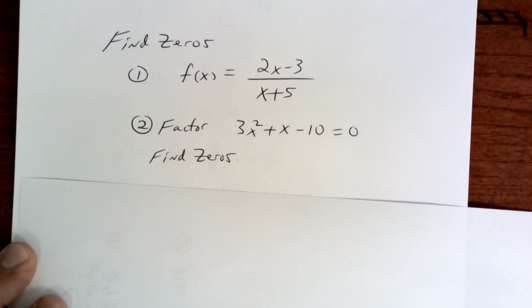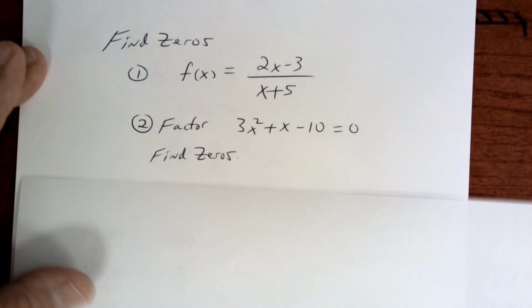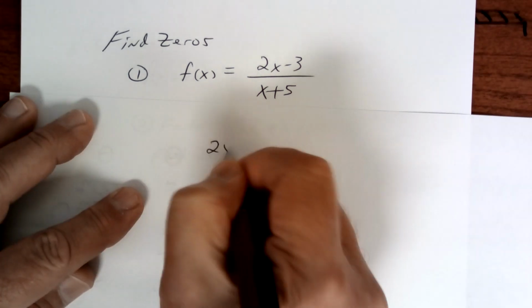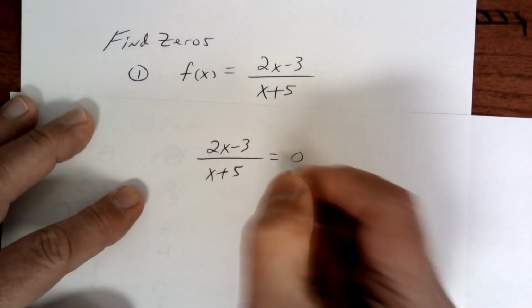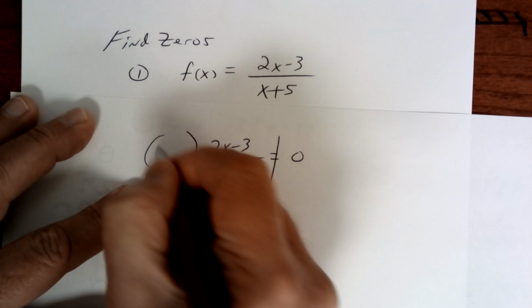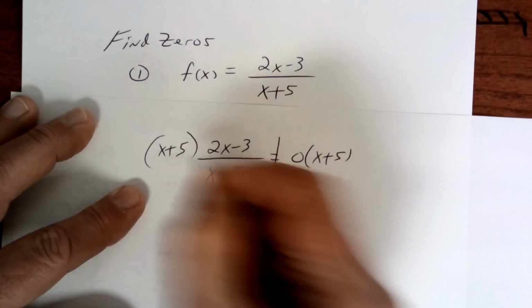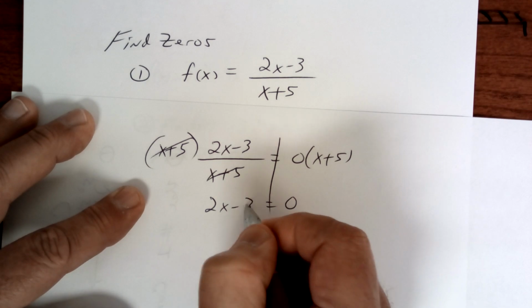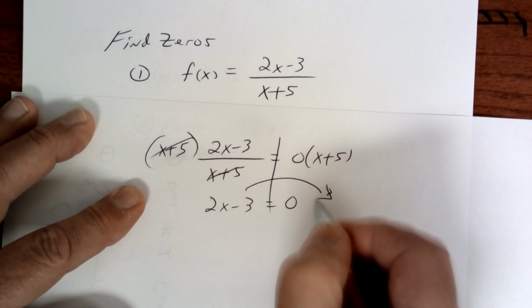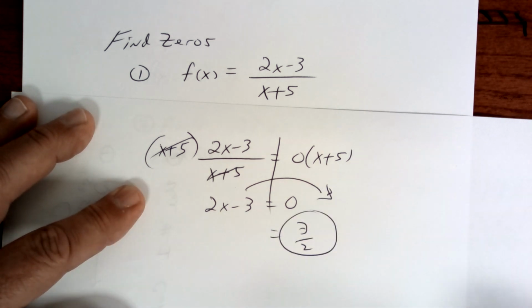This right here is find the zeros, and this is college algebra. So here, you're going to take 2x minus 3. You're going to set that equal to 0. You're going to multiply by x plus 5 to clear that denominator. When you clear the denominator, you get 2x minus 3 is equal to 0. And then you want to move that over here. And when you do, you get 3 divided by 2, and that is a 0.